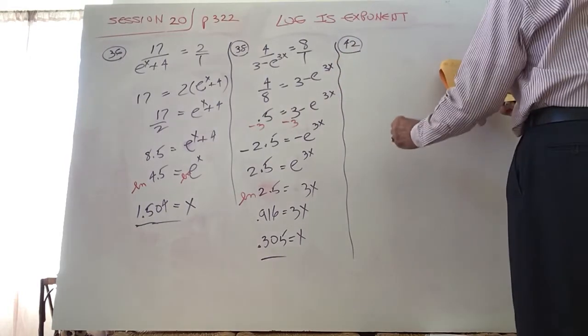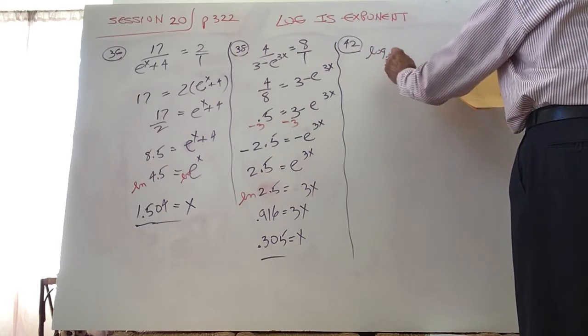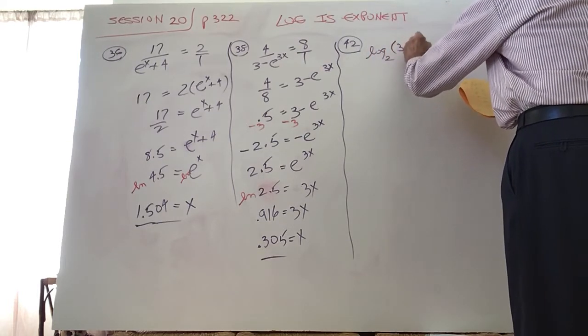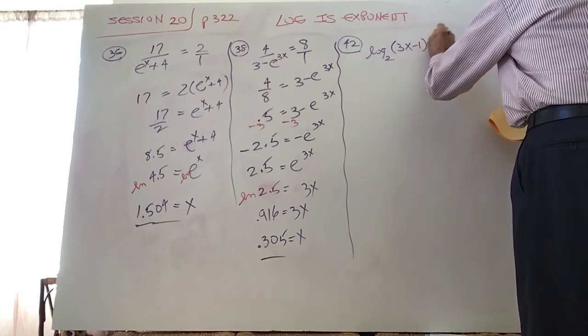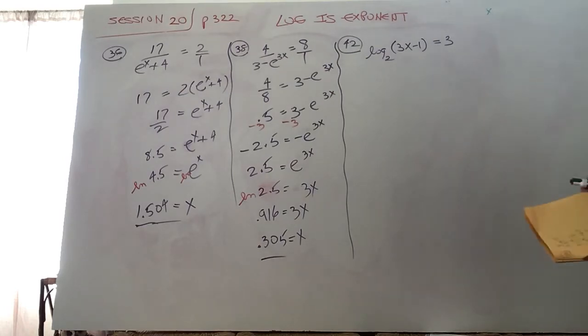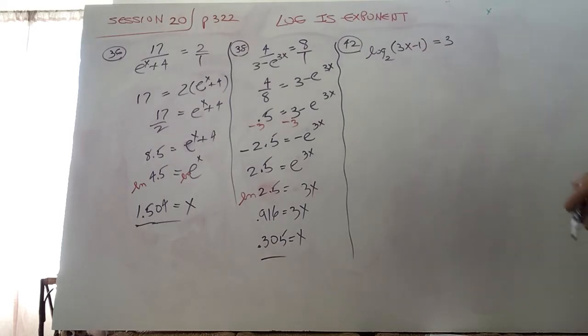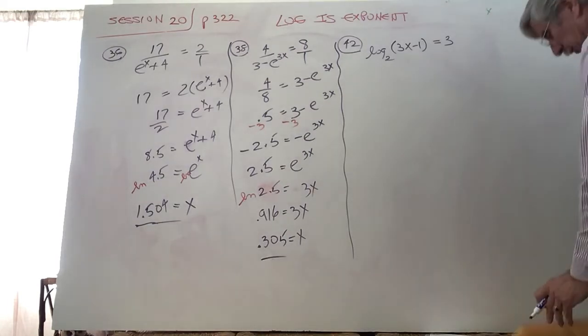And 42 is log base 2 of 3x minus 1 equals 3. And notice the difference in each of the other cases. We were talking about exponential equations. Now we're looking at a logarithmic equation, aren't we? So we've changed back there using logs. Here we're probably going to change the other way, and because it's a log equation, go back maybe and talk about the exponent form. You should know how to do this. We've done this in the previous sessions.